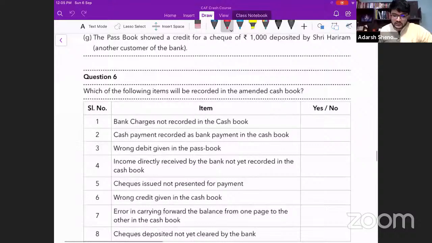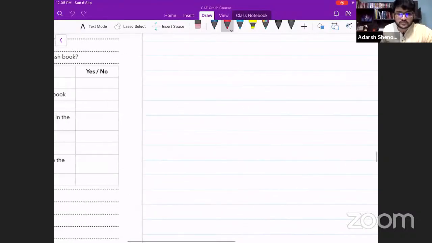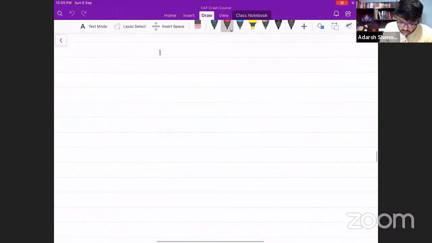Okay, now we will discuss amended cash book, shall we? This is where many of us get it wrong. Amended cash book. This is where you get confused and make mistakes.